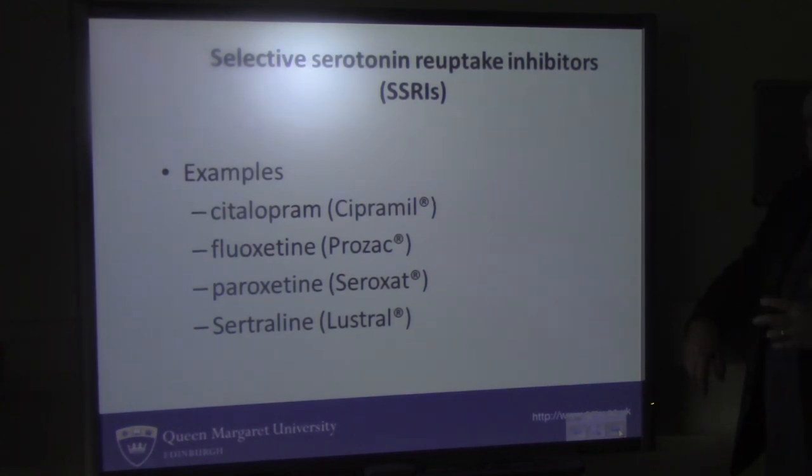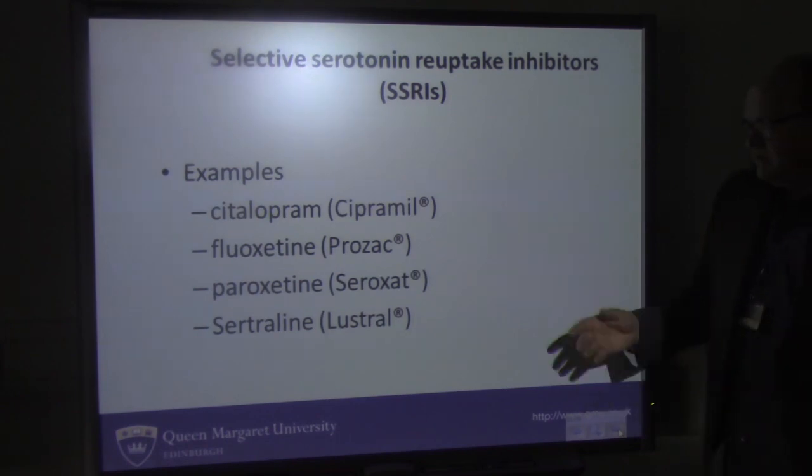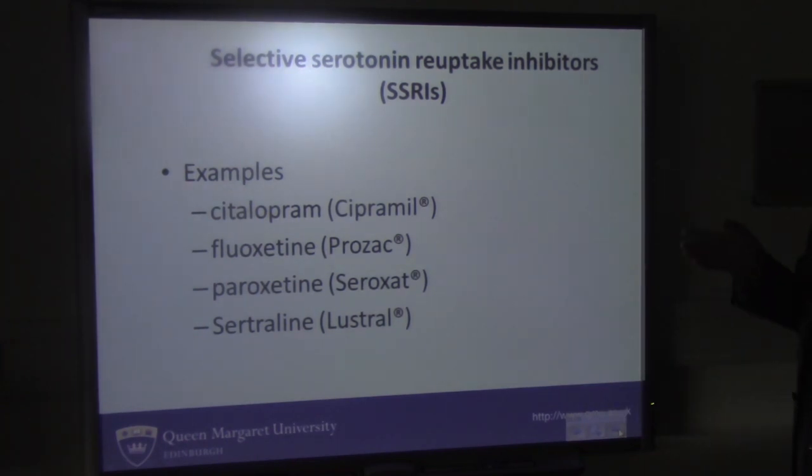Whereas the tricyclics block the reuptake of both noradrenaline and serotonin, these drugs, the SSRIs, only block the reuptake of serotonin. They selectively block or inhibit the reuptake of serotonin. And we've got examples there. Probably citalopram and fluoxetine and paroxetine are the best known ones, but Prozac and Seroxat are probably the trade names that most people will be aware of.